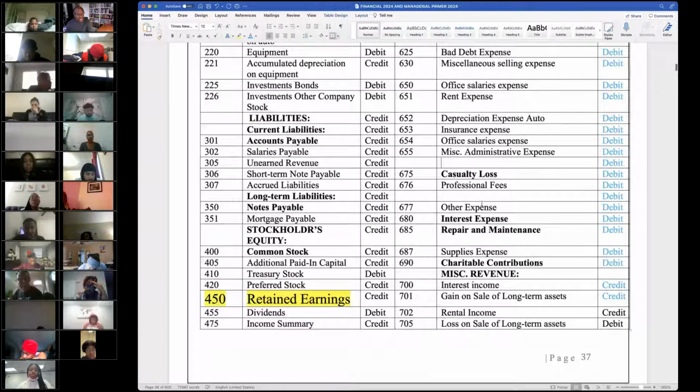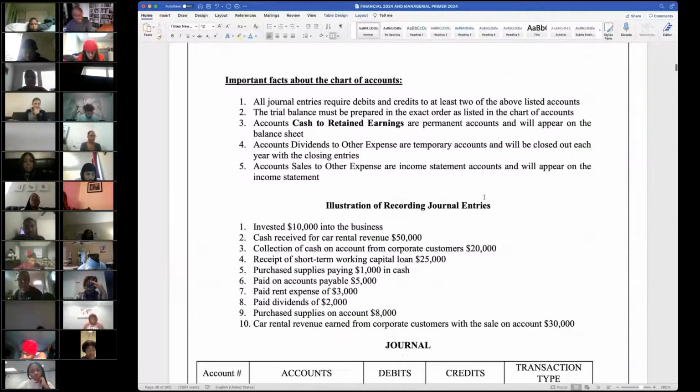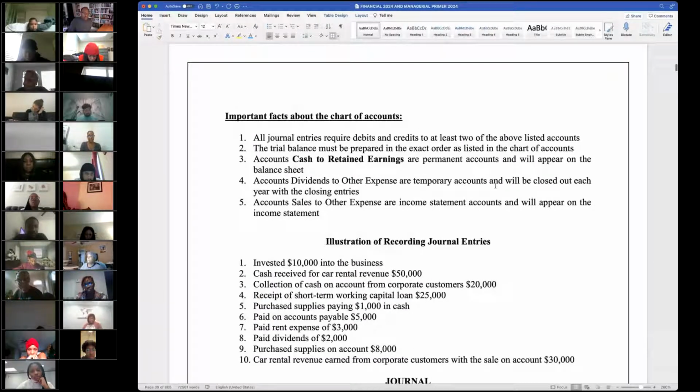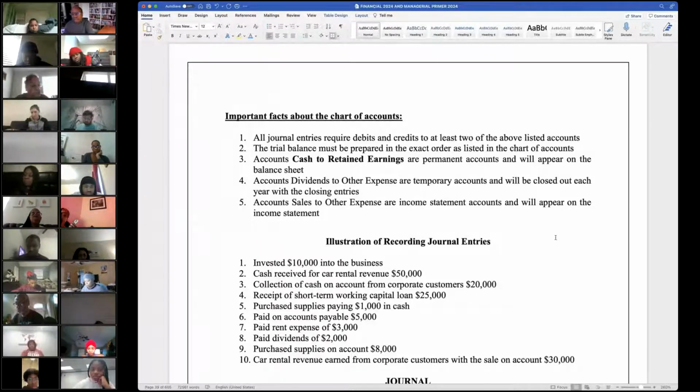Okay, then we began to say, let's illustrate some journal entries, and we had 10 situations. The first situation is typically always the way we start. You can't have a business unless you have a bank account. You put some money in the bank and you get back a stock certificate. Once your money goes in the company, it's there. You just can't go around taking out the money you put in the company. Okay? So our first transaction is we invest $10,000 in the business.